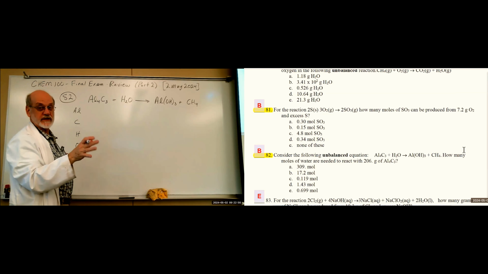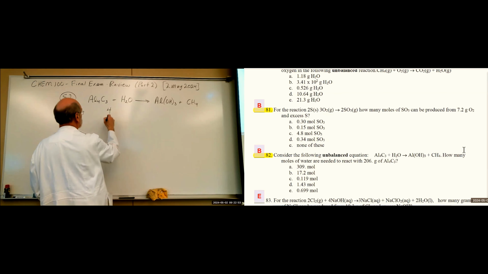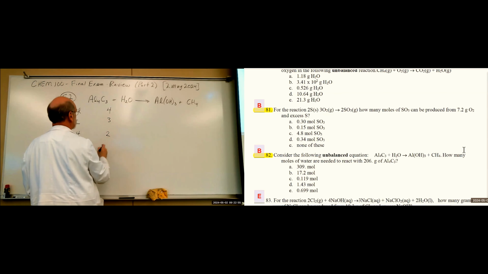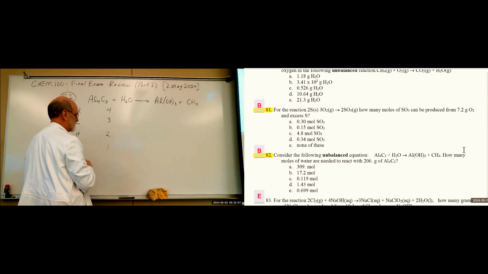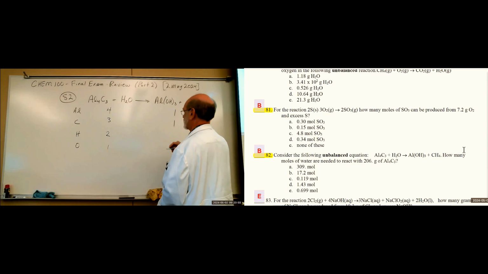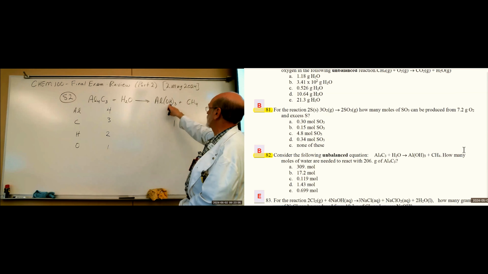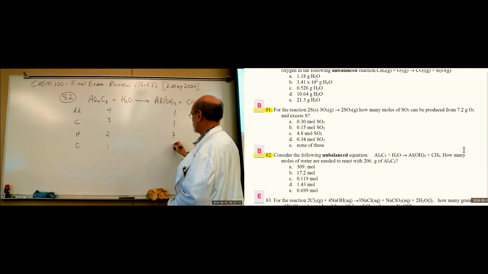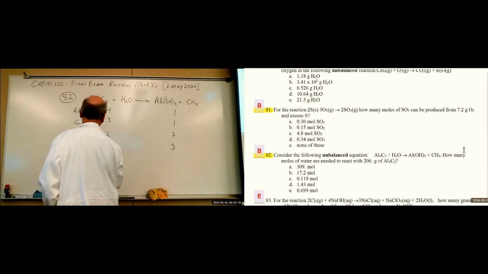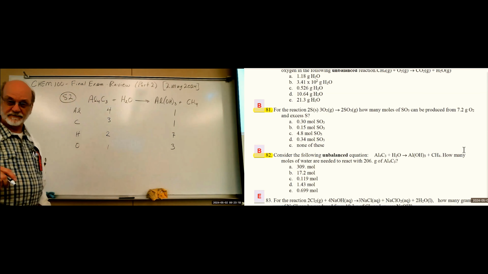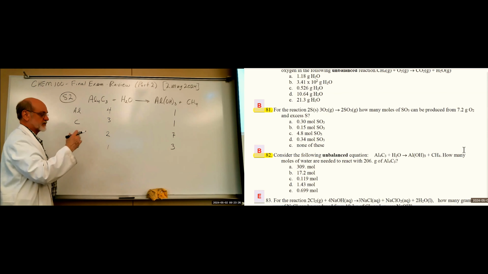So now we do our first inventory. 4 aluminums, 3 carbons, 2 hydrogens, and 1 oxygen. And on the product side, we have 1 aluminum, 1 carbon, hydrogens: we have 3 here and 4 there, that's 7 hydrogens. And then oxygens, we have 3. Okay. Now, remember our tricks.